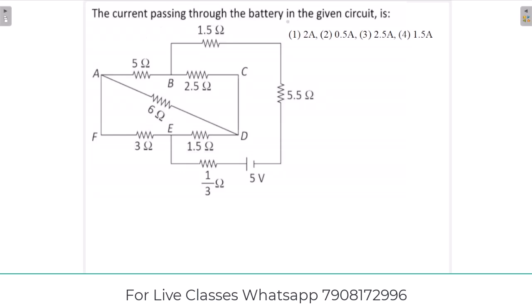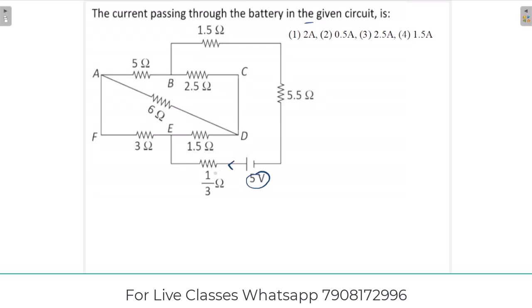The current passing through the battery in the circuit is... So here is the circuit. Now see the circuit carefully. The battery is of 5 volt, and the current flows through this direction.